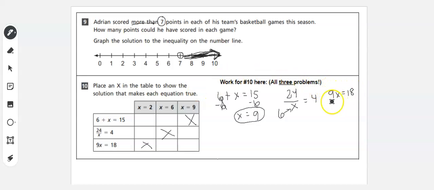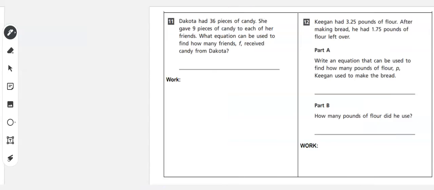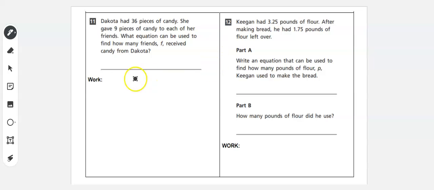9x equals 18. The opposite of multiplying by 9 is dividing by 9. 18 divided by 9 is 2. And so we got that right. Okay, number 11. I have a work thing here. You actually do not need to show your work on this one, so kind of scribble it out a little bit. All they're asking us to do is find the equation. We do not have to solve it.